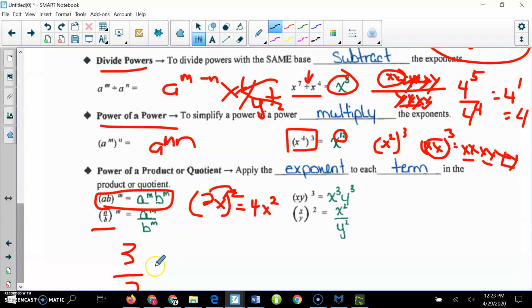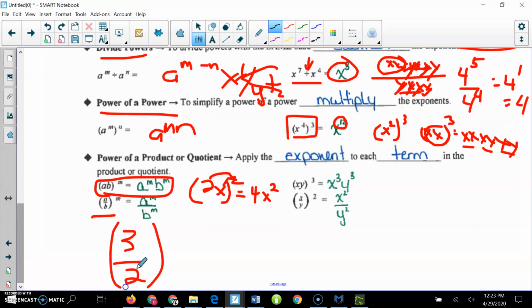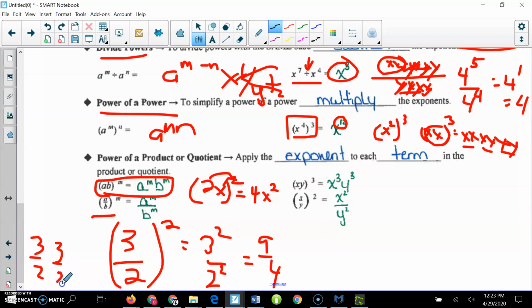Okay, if you have a fraction, like 3/2 to the power of 2, what you're going to do is take this power and apply it to both the numerator and the denominator. Okay, so it's 3 squared and 2 squared. And if you think about that, 3 over 2 squared is really 3 over 2 times 3 over 2, which would be 3 times 3, 9, 2 times 2, 4. Let's say you get that.